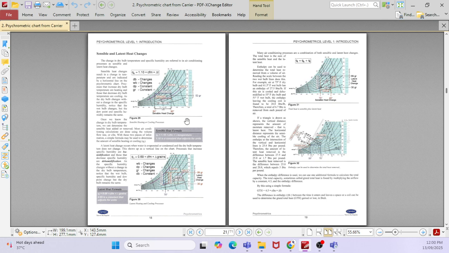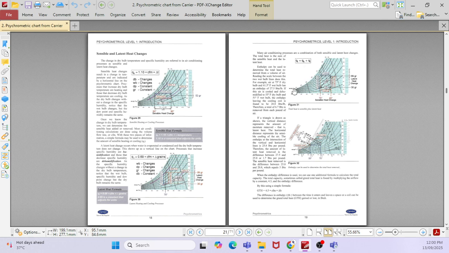Okay, how to calculate sensible load? So this is the equation. And how to calculate latent load? This is the equation. And how to calculate total load? Summation of both. That is given here.